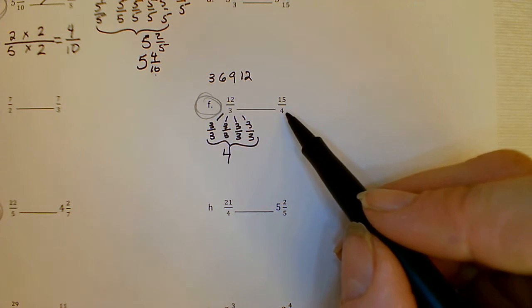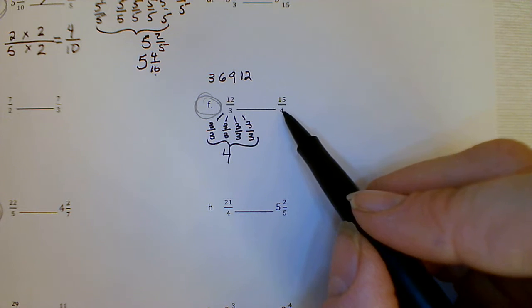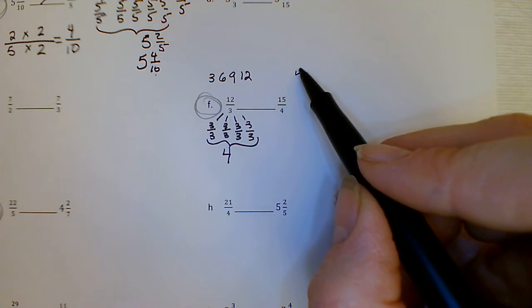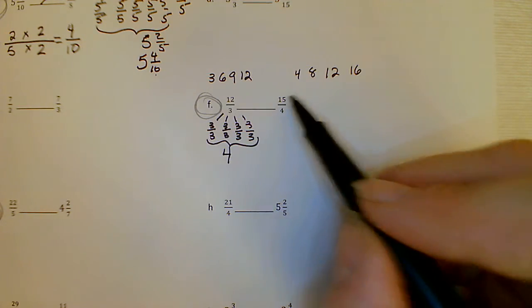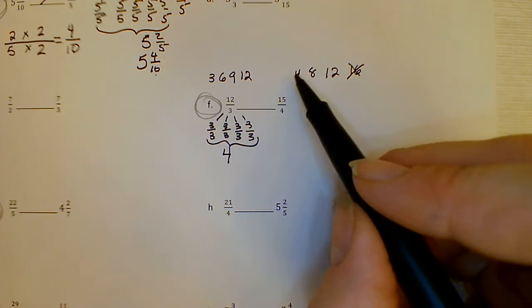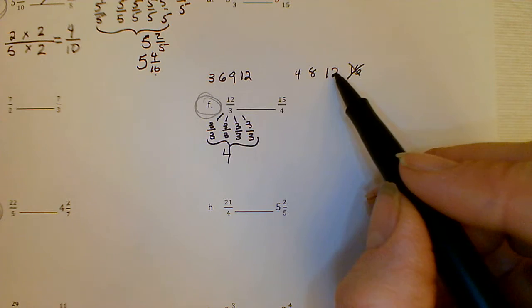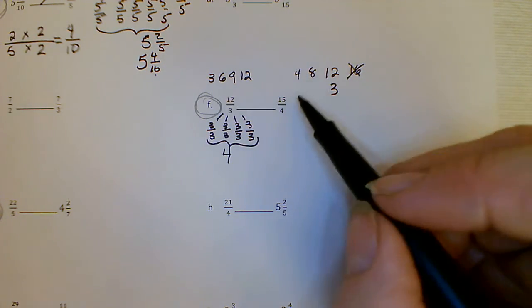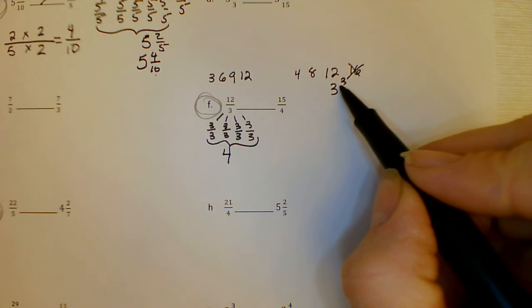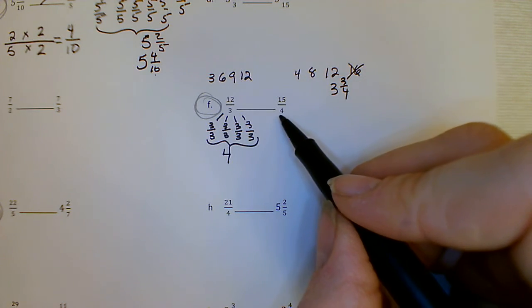So again, I can skip count with my denominator. That's a shortcut. I could think 4, 8, 12, 16 is too big because it's larger than 15. So now I know I'm going to have 3 wholes. And then to go from 12 to 15, so I'd have 3 wholes, and then I'd have another 3 fourths. But let's do it the long way.